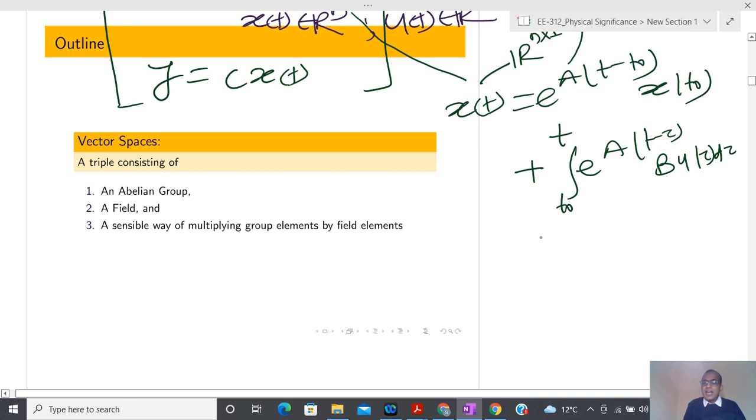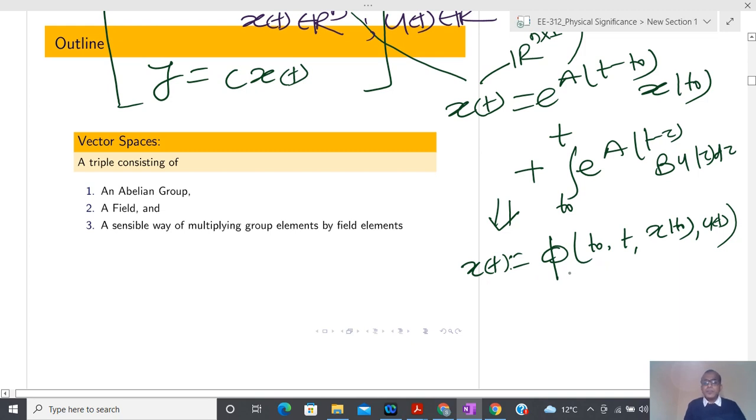Anyone has confusion on this? I am assuming that x(t) is some kind of function phi that depends on t0, that depends on t, that depends on x(t0), and that depends on u(t). Anyone has confusion? I have defined it like this. So could you please now guess, I have an n dimensional space, and in which form is each entry?